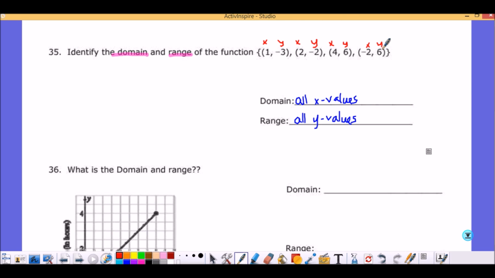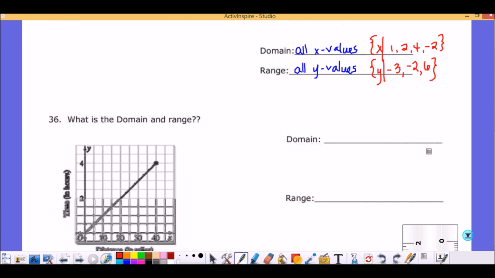All right, and now we're going to isolate them. So let's talk about all the x values. We're going to write it as x such that, and now we're going to list all the x values. So it would be 1, 2, 4, and -2. All right, so then all the y values are -3, -2, and 6. Now if you notice, 6 repeats. Even though 6 repeats, we can just write it down once.